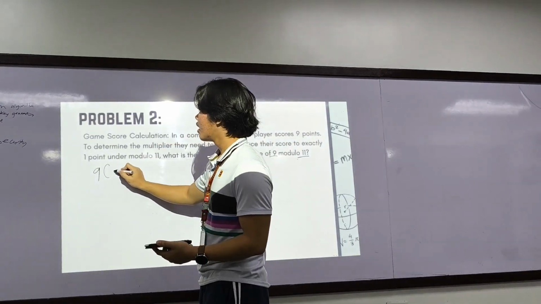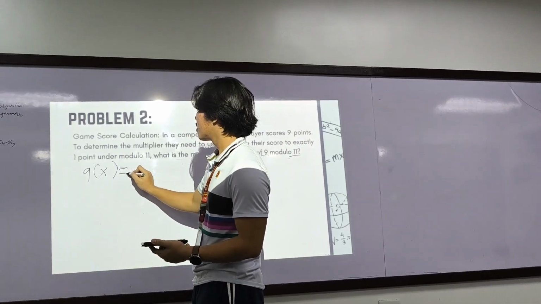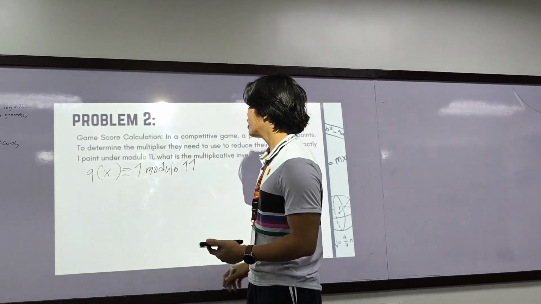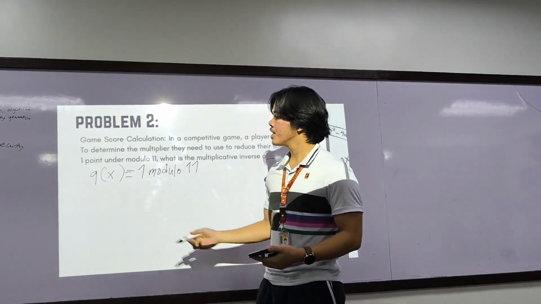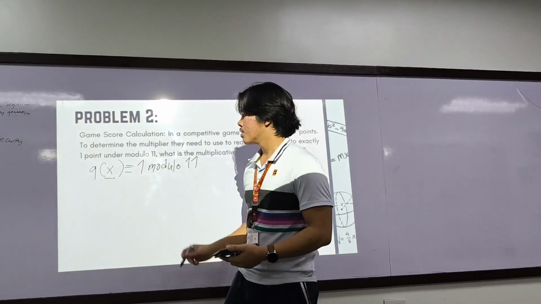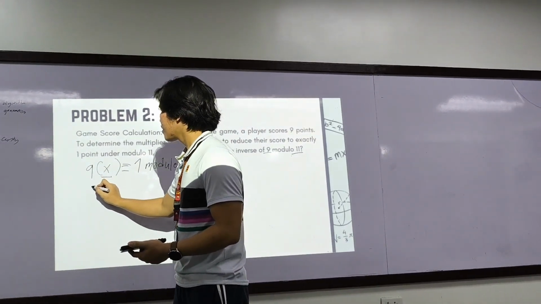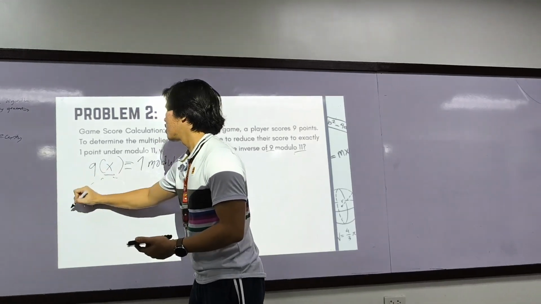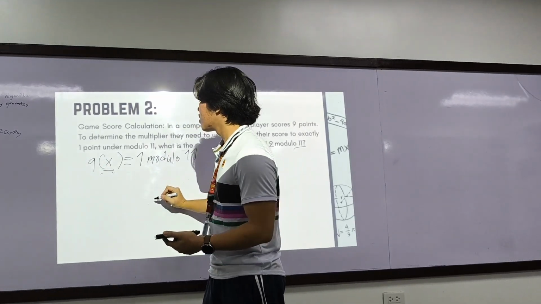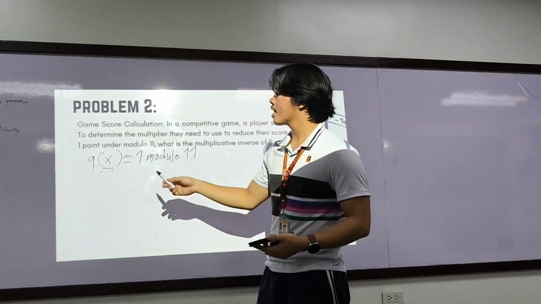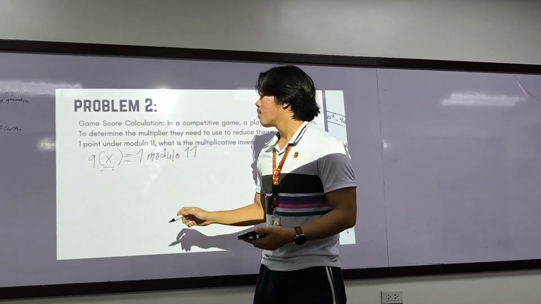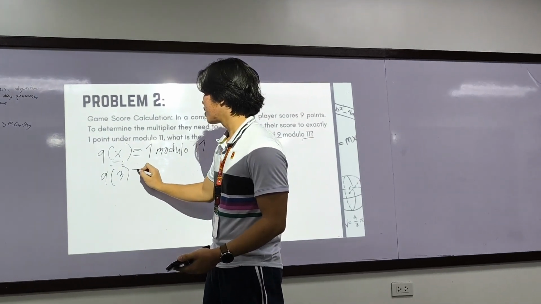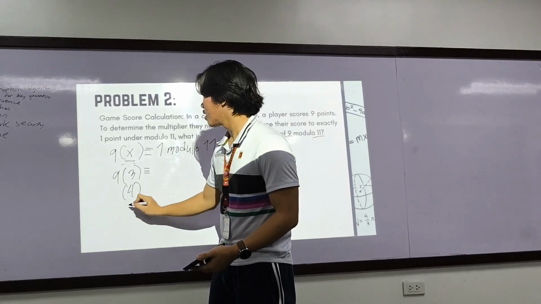So we have here 9x modulo 11. What the problem is asking here is you need to find the value of x. So with this done, we try 9 times 1. Instead of multiplying 9 by 1, we should multiply 9 by a bigger value. So let's start with 9 times 3, and 4, and 5.